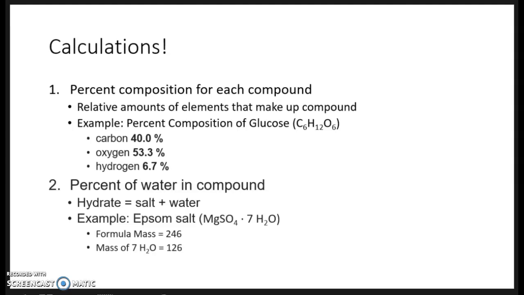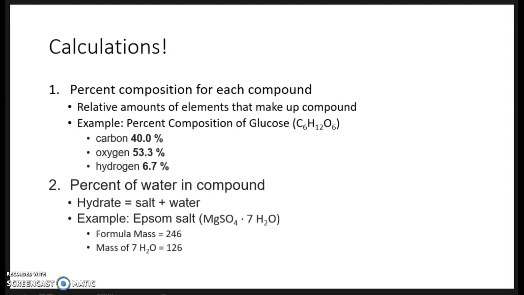remember, hydrates are essentially compounds that have absorbed water from their environment. So what we want to say is, how much of this substance is water? We started off with a substance. A lot of times they are salts, and these salts will absorb water. So really what we're trying to figure out is what percentage of this salt is water.